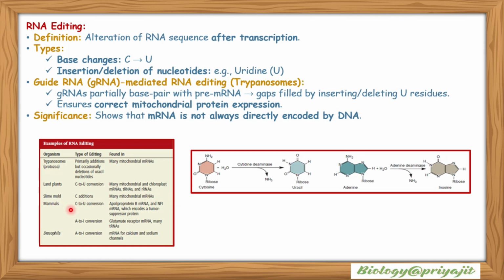In slime mold, cytosine additions occur, and the events are found in many mitochondrial mRNAs. In mammals, C to U conversion and A to I conversion are found. In Drosophila, A to I conversion is found, in mRNA for calcium and sodium channels. So this is the chemical reaction showing the RNA editing, that is, the alteration of RNA sequence after transcription.